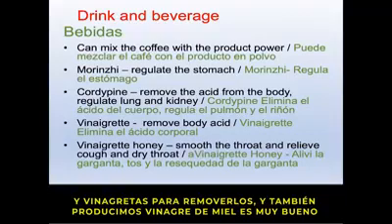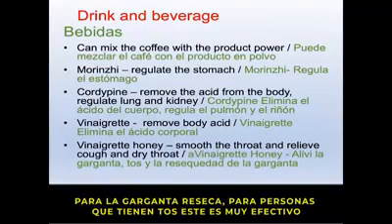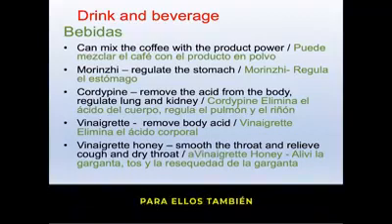Then we also produce vinaigrette honey, mixed with honey. This is very good for sore throat. When people have cough and throat problems, this is a very effective remedy.